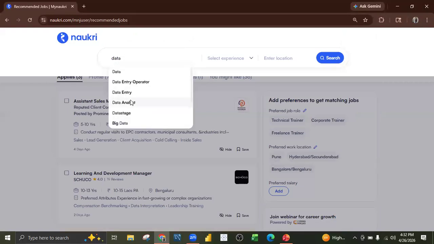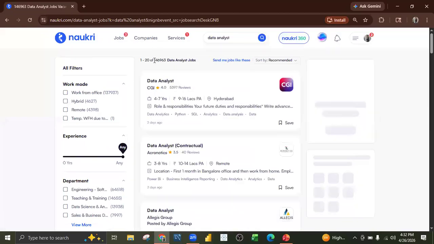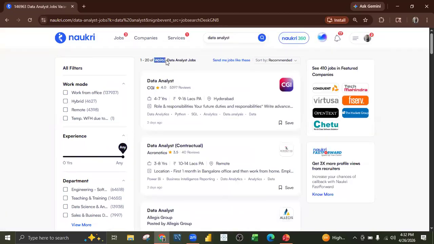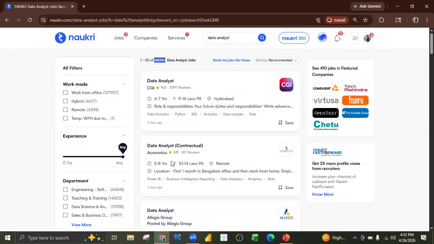I'm showing you the live data analyst job roles. So here, guys, we right now have 1,46,963 openings all over India. These are recently posted jobs, this is not old. People are hiring data analysts.